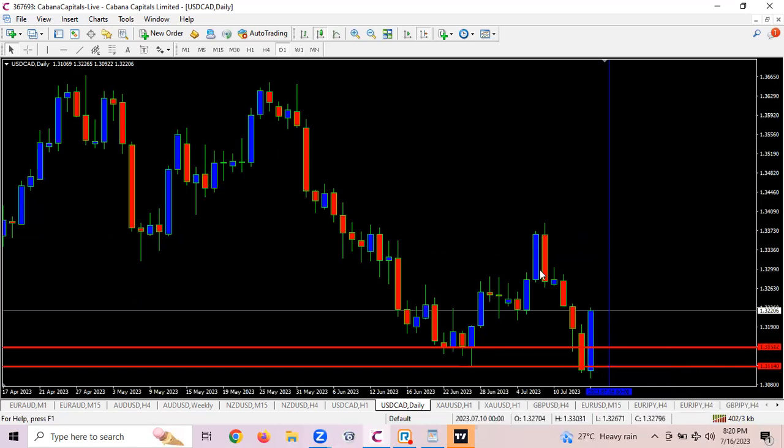So what you need to do is identify fair value gaps, order blocks on lower time frame. It could be 4 hour, could be 1 hour time frame, or you could apply your Fibonacci on this daily bullish candle and ensure that price pulls back at least 50% before you consider buying. Don't jump in and buy. If you buy now, the risk will be very high. Wait for price to pull back.